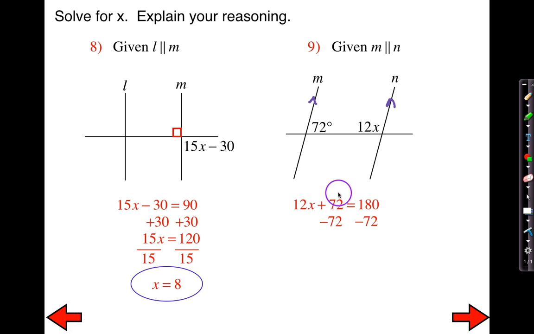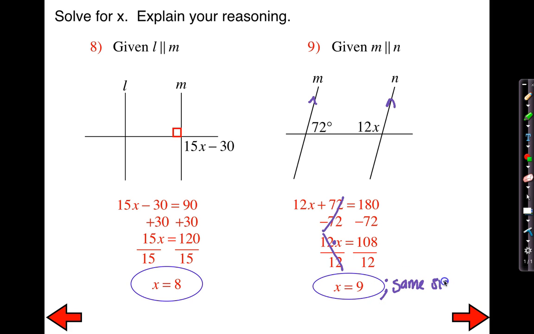I'm going to get rid of the constant by subtracting 72 from both sides, leaving me with 12x equals 108. Now 12x means 12 times x, so simply divide both sides by 12 to do the inverse, and we're left with x equals 9. And I know this to be true. Why? Because same side interior angles are supplementary, meaning they do add up to 180 degrees.